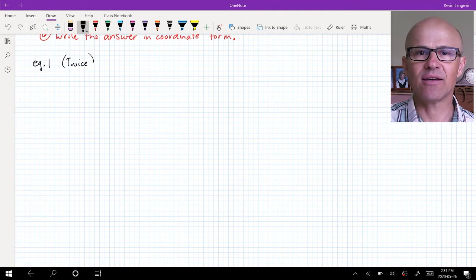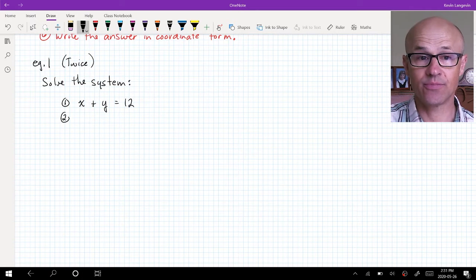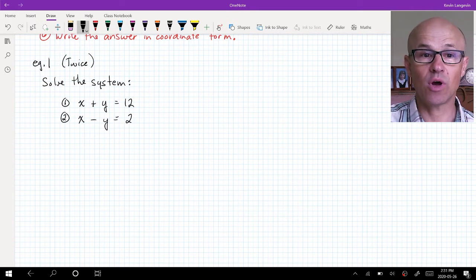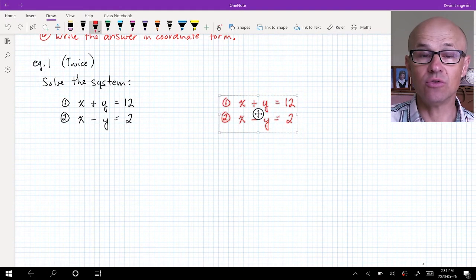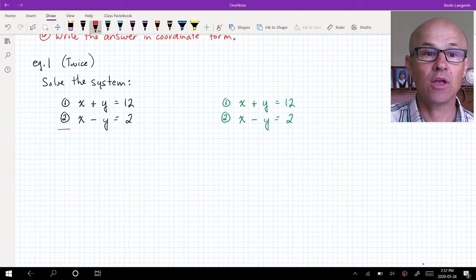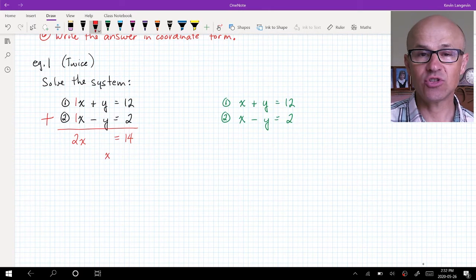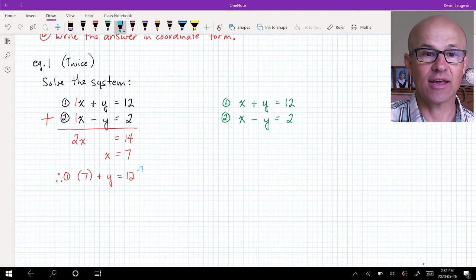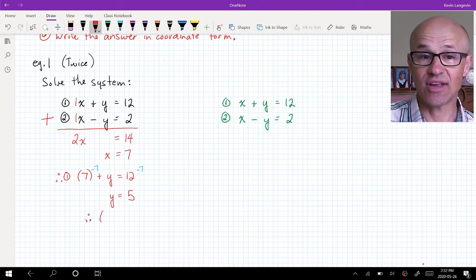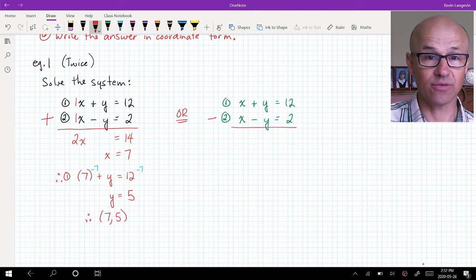This example I've designed in such a way that I'm going to solve it two different ways just to demonstrate how the adding and subtracting idea works. So the system is x plus y equals 12, my first equation, and x minus y equals 2, my second equation. You'll notice that they all have the number 1 as their coefficients. So the first way I'm doing it is I'm adding the two equations together. I'm adding them vertically. I get 2x equals 14, x equals 7. I take that 7, plug it back into equation number 1, and I get my solution.